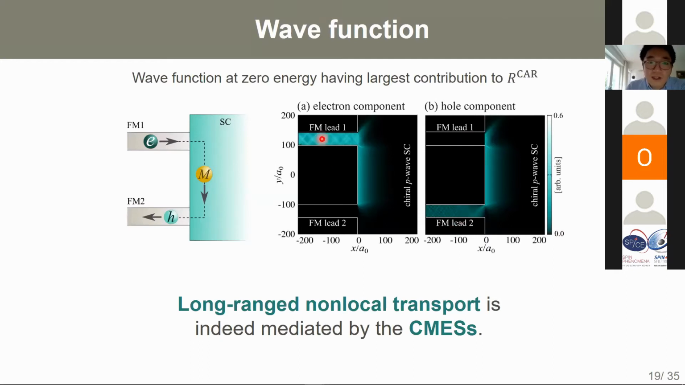We find significant amplitude of the electron component in lead 1, and we find the hole component in lead 2. But the more important point is that the electron wave in lead 1 and the hole wave in lead 2 are actually connected by edge states having electron and hole components with the same amplitudes. So we have confirmed that the unusually long-ranged non-local transport in this system is indeed mediated by the chiral Majorana edge states.